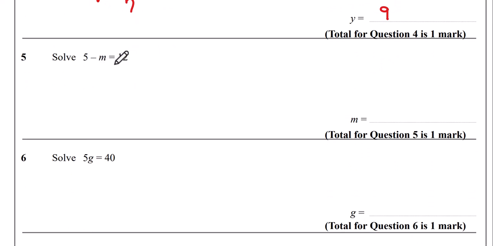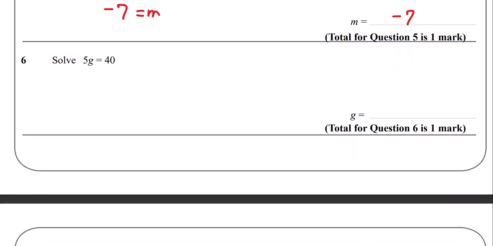And next, you have to solve this. 5 minus m equals 12. So m, well, you can do this like you do. You add m on both sides and then subtract 12. So that's going to be 5 minus 12 is going to be m. And 5 minus 12 is going to be minus 7. So m is minus 7.